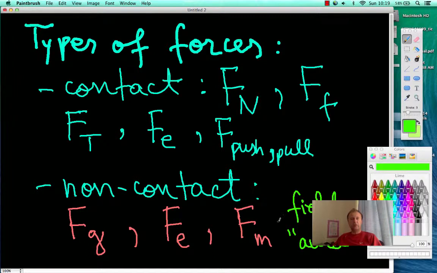Okay, so keep this in mind. All of the forces that we're going to have to draw to put on a free body diagram.